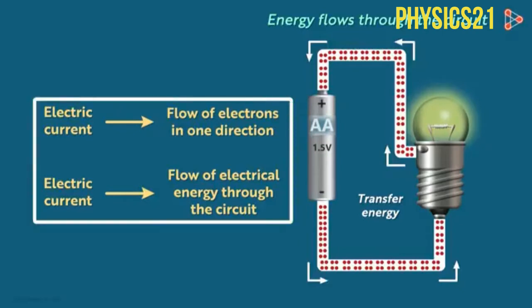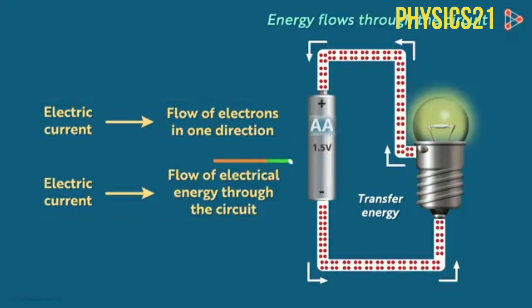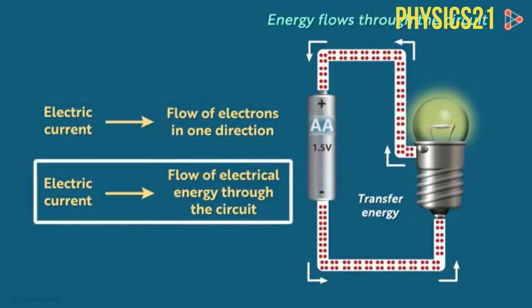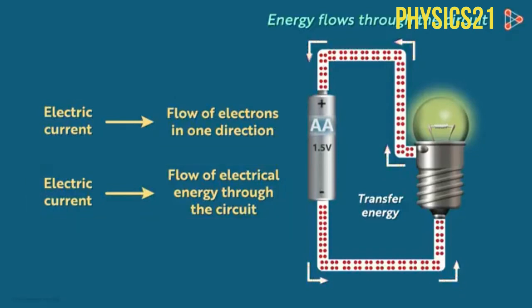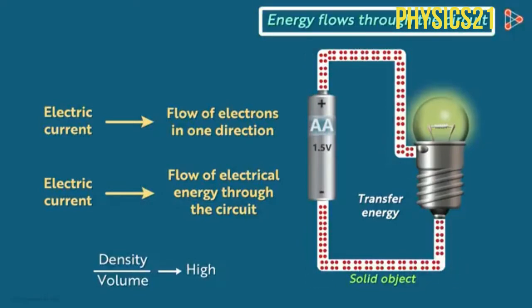So these are the two ways to define electric current. This one is more accurate of the two. In reality, electrons don't really travel from the negative terminal all the way to the positive terminal. The electrons merely drift slightly from their rest position and transfer the energy to their neighbors. This is because the wire is a solid object and the density of atoms per unit volume is very high. Hence, there is no space available for electrons to travel all the way through. So it is this electrical energy that travels through the circuit.